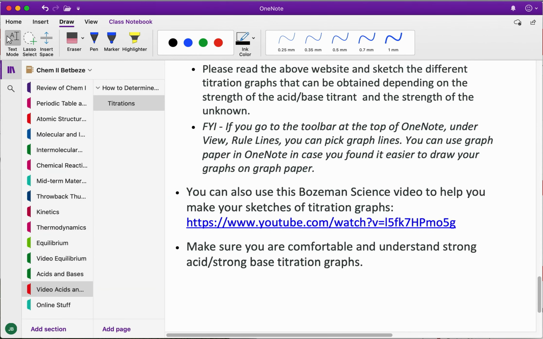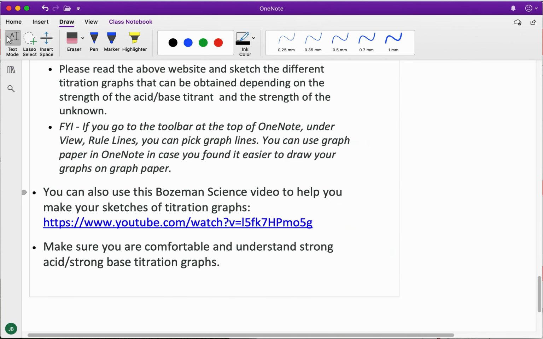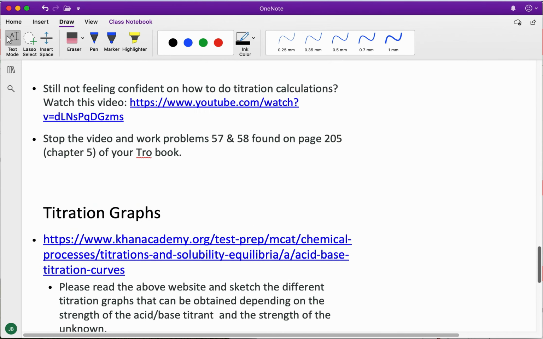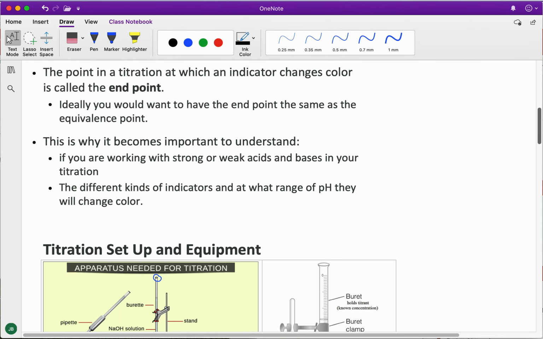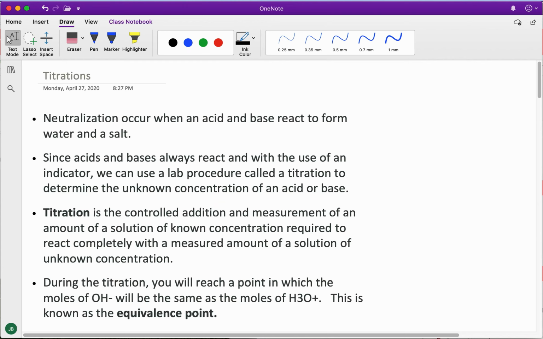All right, ladies, I think that is it. That's all of our notes that we are going to be taking on titrations. On Friday, I have a virtual lab for y'all, so that you can see how a titration is actually done. Y'all have a wonderful day.